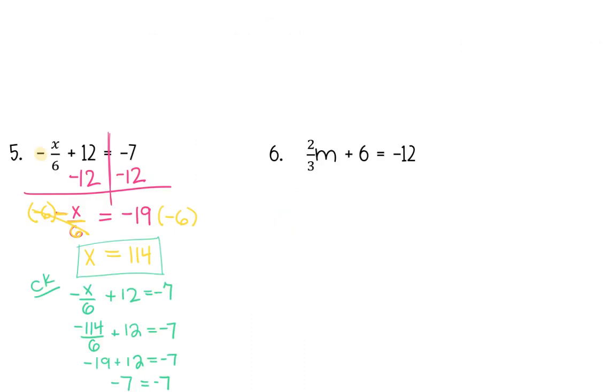For number 6, 2/3 n plus 6 is equal to -12. So the very first thing we're going to do is subtract 6 on both sides of this equation. I'm going to be left with 2/3 m is equal to -18.